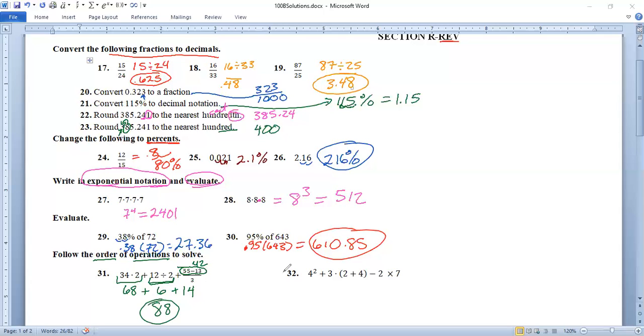Good. Okay, number 32. Do exponents first. So that's 16. Parentheses here, that's 6. So it's 3 times 6. And then minus 2 times 7 is 14. So 16 plus 18 minus 14, that's going to be 20. Let's double check that. 16 plus 18 is 34 minus 14, yes, is indeed 20. Excellent.